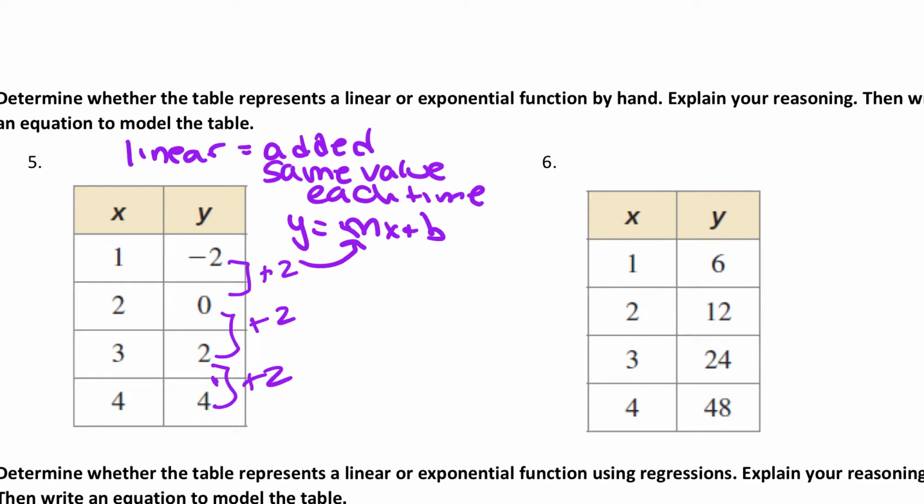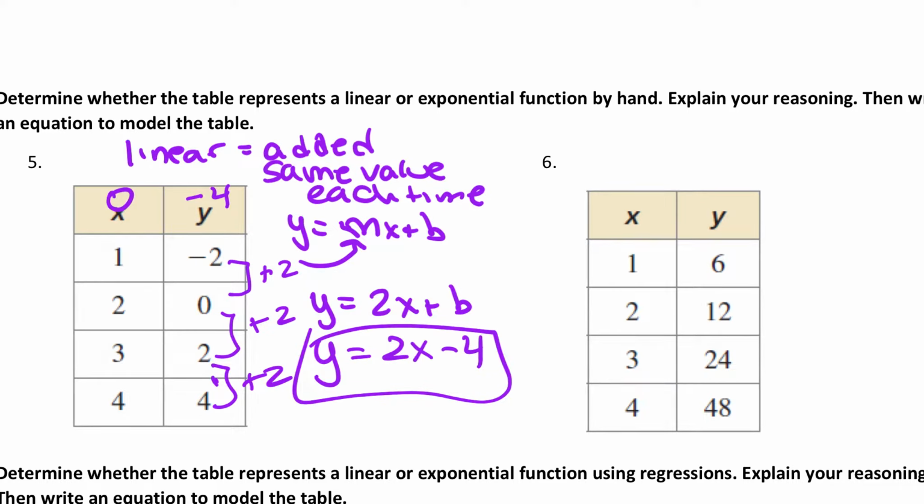Our m is our slope. It's what we're changing each time. So y is equal to 2x plus b. Now, what's our b-intercept, or y-intercept, sorry? Our y-intercept is when x is 0. So if we continue this trend over here, negative 4, because we're going to subtract 2 to go down, and we get y is equal to 2x minus 4 as our equation.